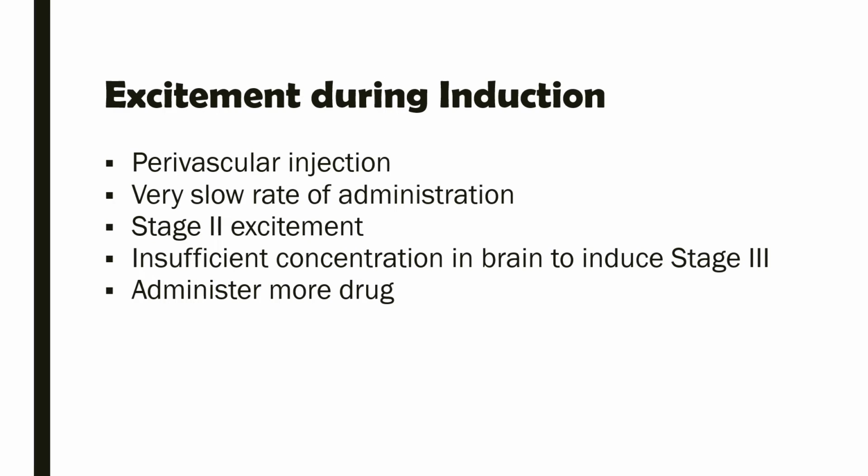Barbiturates can cause excitement during induction. These are the probable causes of the excitement. One is giving the drug too slowly, a very slow rate of administration. Maybe you get to stage two and you didn't give enough drug to pass stage two, which is the excitement part of the anesthesia. Another reason is insufficient concentration of the drug in the brain to induce stage 3 of anesthesia. Of course, you have to administer more drug in order to pass stage 2 of the anesthesia.